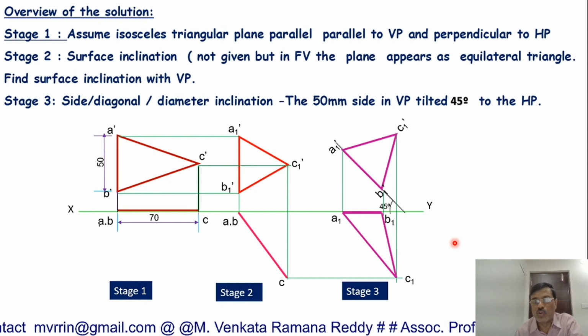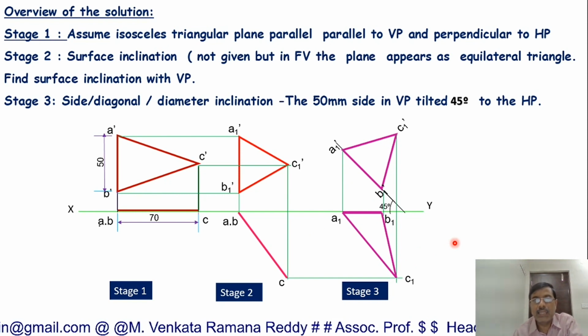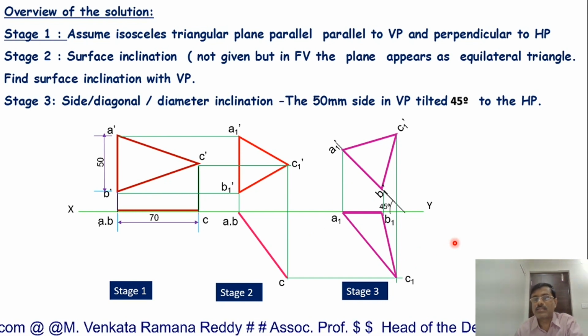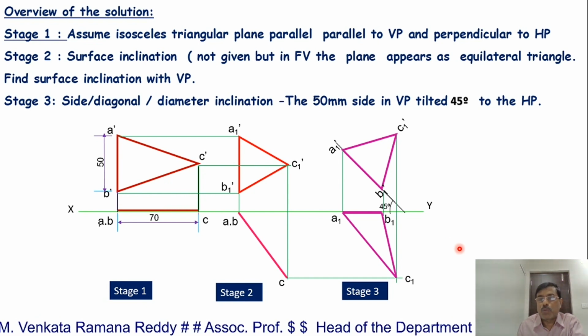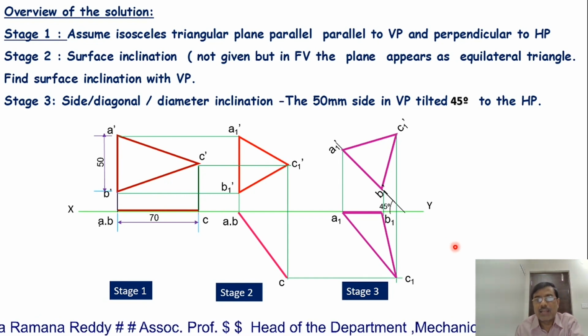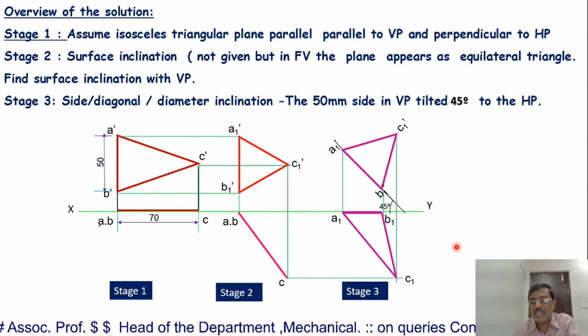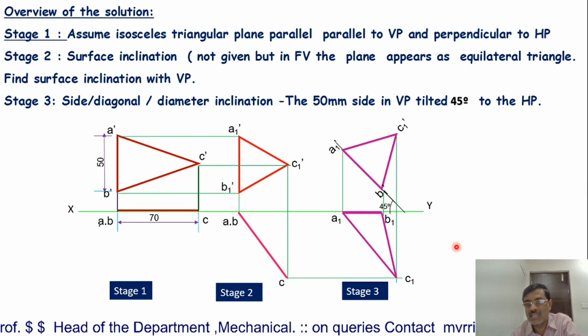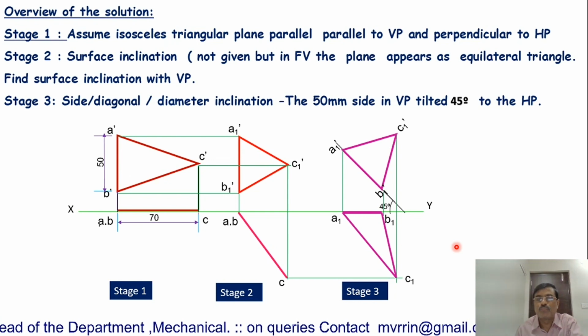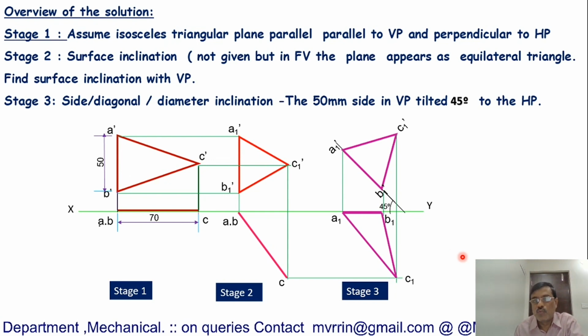Now we will move towards the detailed analysis as well as drawing the projection of the isosceles triangular plane. That is first stage, second stage, third stage. The three stages to be discussed now. Now we will move towards the first stage.